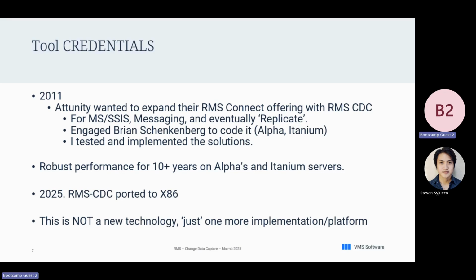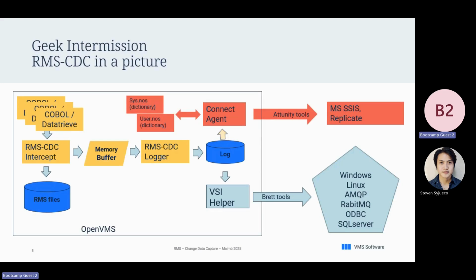And why are we doing this presentation here and now? Because we finally decided to port it to x86. So this is why we're doing it now. But the technology itself is not new. The implementation details on x86 are going to be different, of course. So now we come to how does this all fit in your VMS world? This is the picture I described earlier already, where we create the intercept and we log the data into a file and move it over outside.